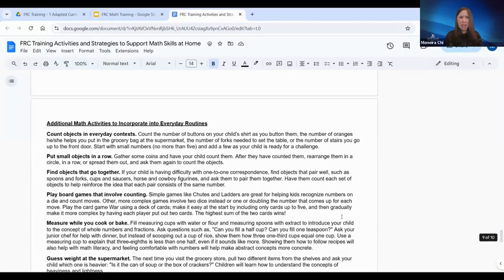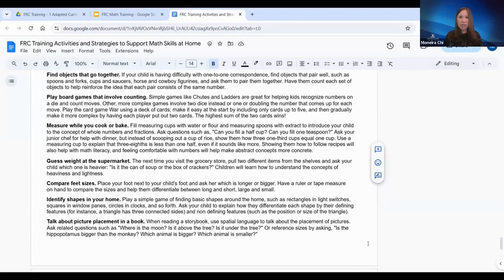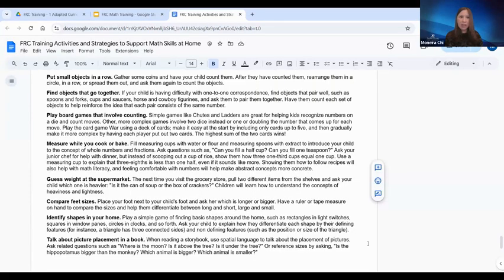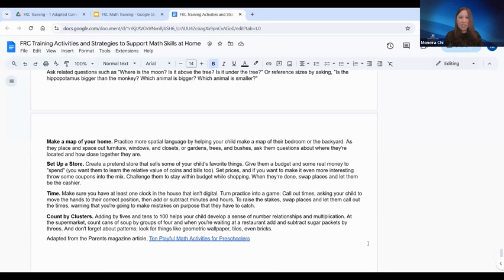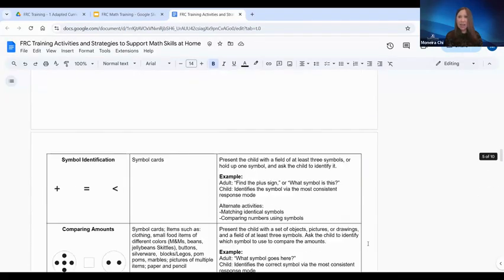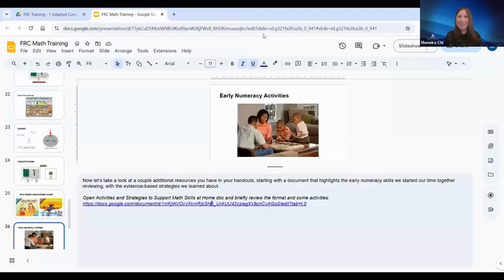And then at the bottom, you have some additional math activities that you can incorporate into everyday routines at home. So while you're cooking, have your child help you to measure as you are doing things in your daily life. Point out what time it is with your child on an analog or a digital clock, right? Ways that you can really show your child that math is all around them and they can learn those skills in real world settings too, so that they actually have meaning to them.